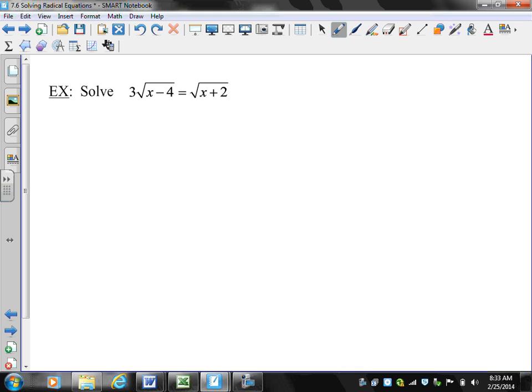So let's go down our list. Do we have a radical isolated? Well, yes, we do. This right side, we have a radical isolated. Even the left side, I guess we can say we do, even though that 3 is out there. But we definitely have at least one radical isolated. Okay, so I'm going to unwrap that. I'm going to square both sides.